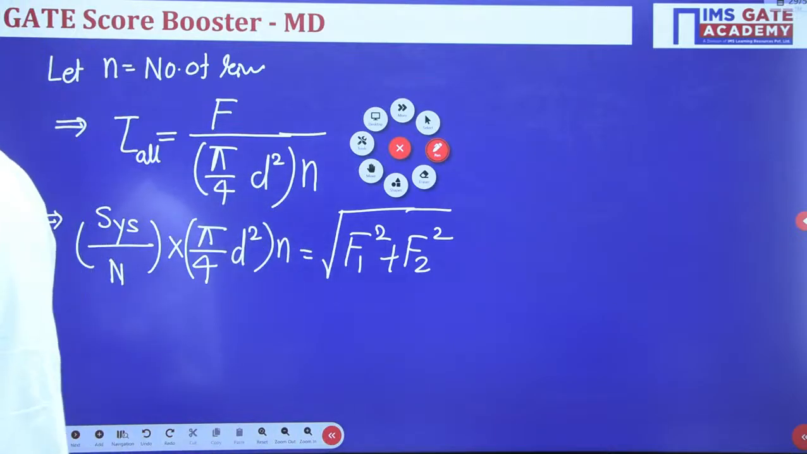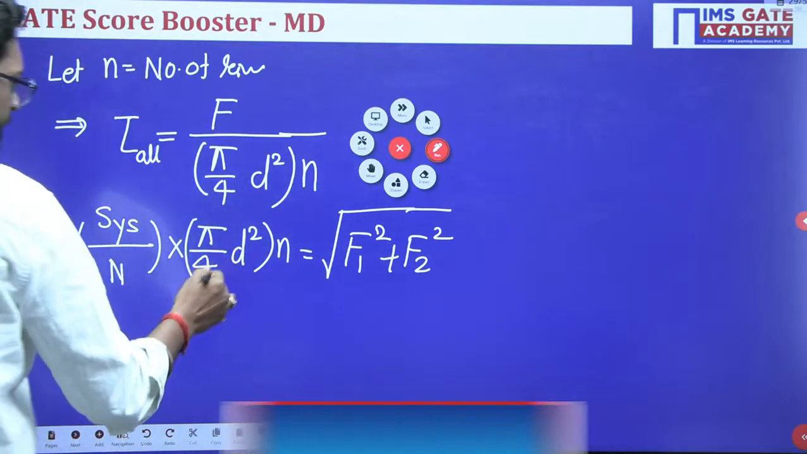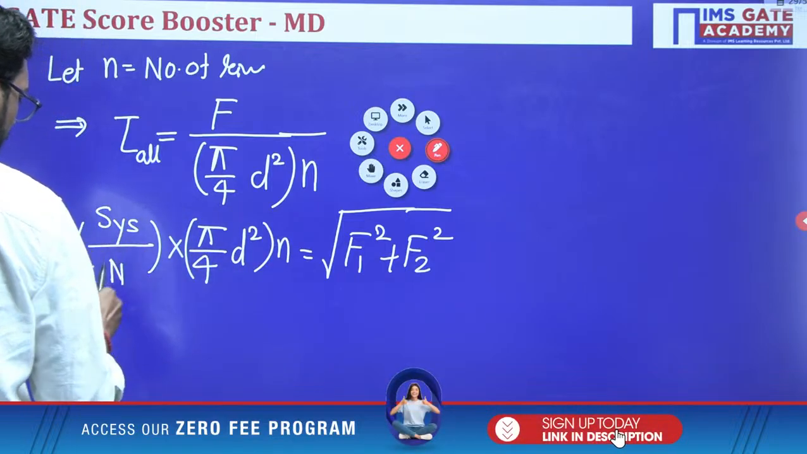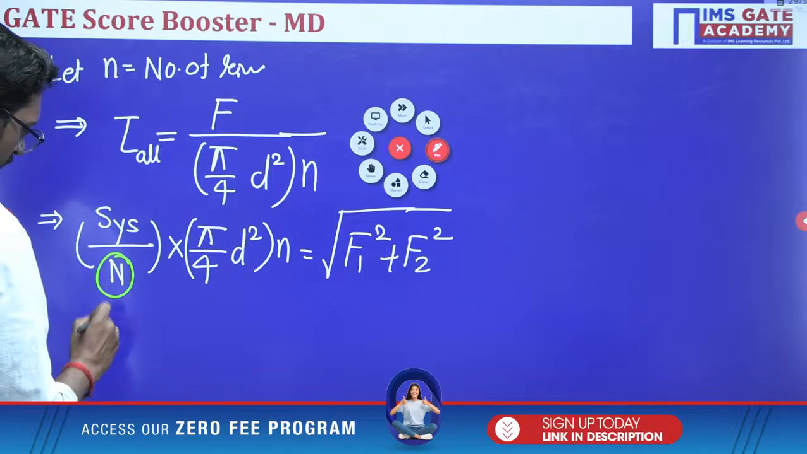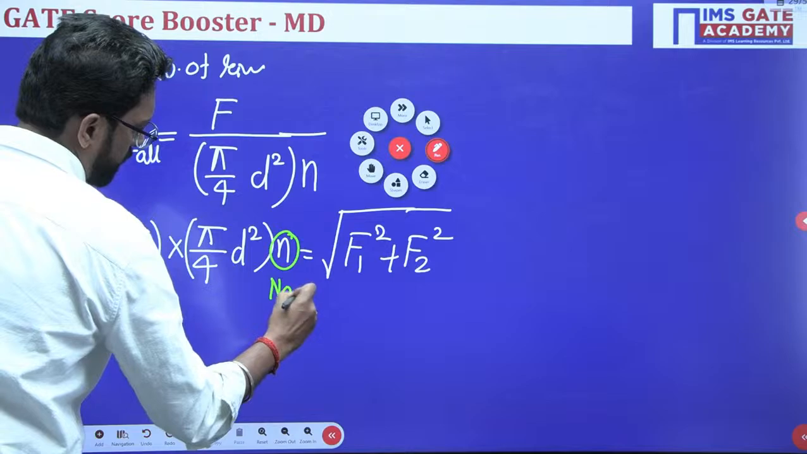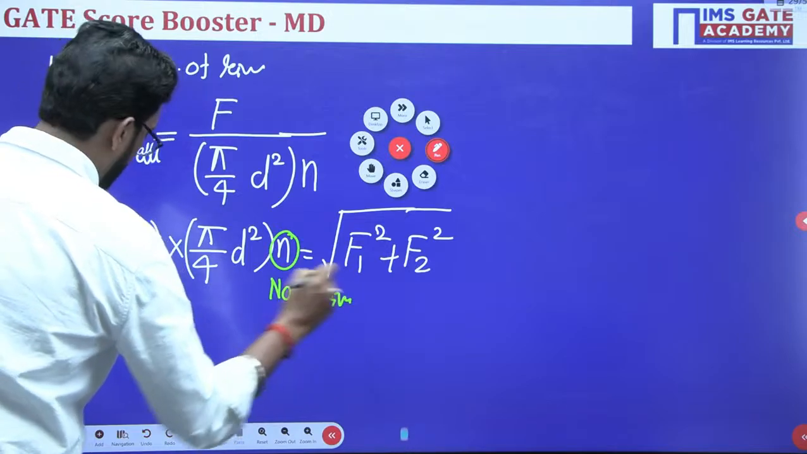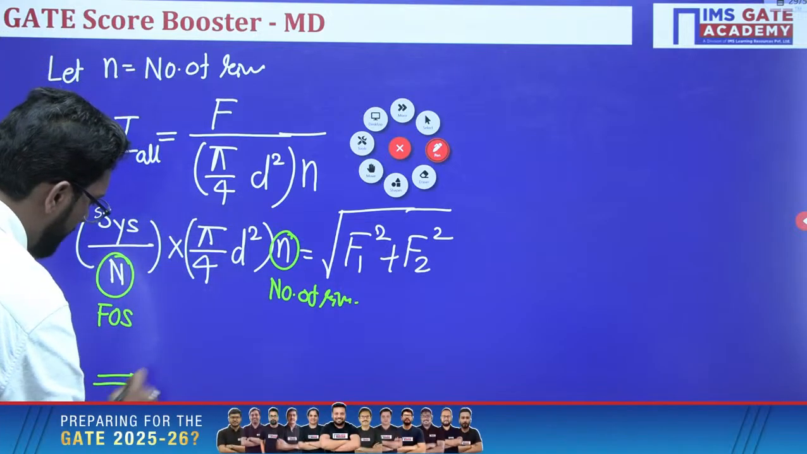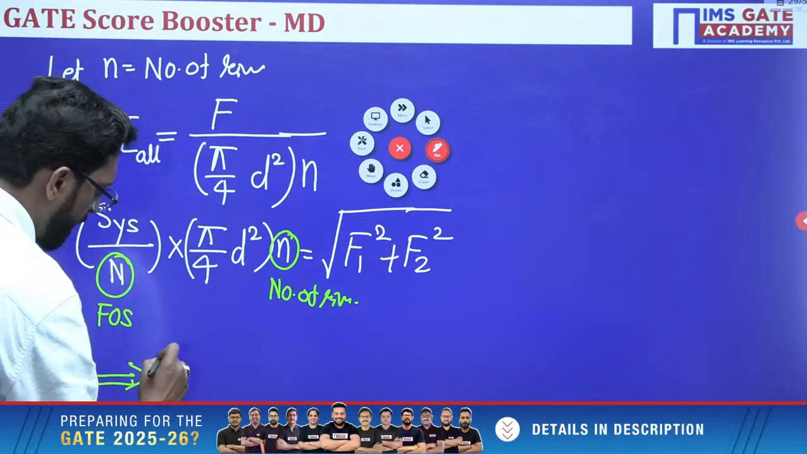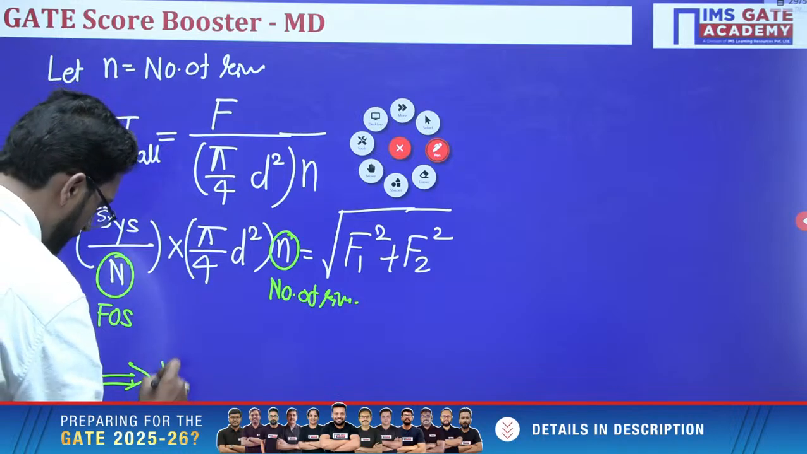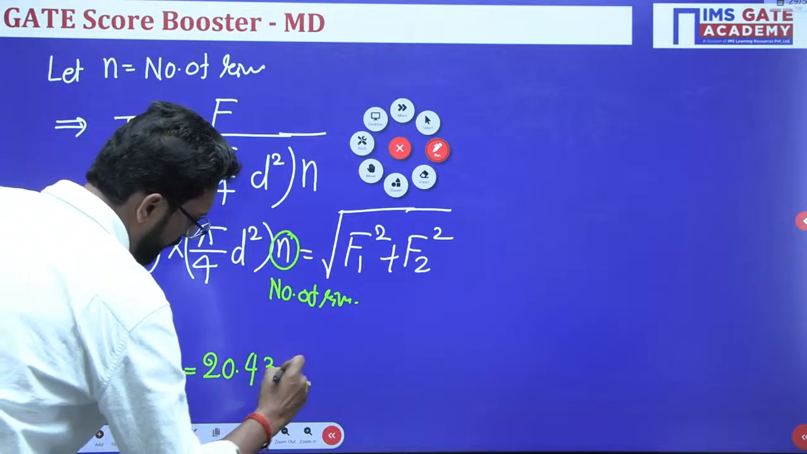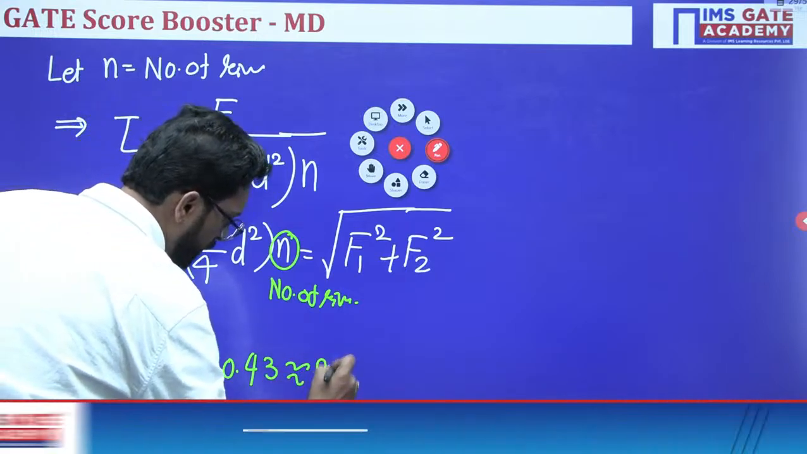So if you put these values F1, F2, SYS, N, all of these are given. This is the factor of safety, okay? And this is the number of rivets. So from this relation, if you find the value of N, the number of rivets, that is 20.43, approximately 21. Clear na?